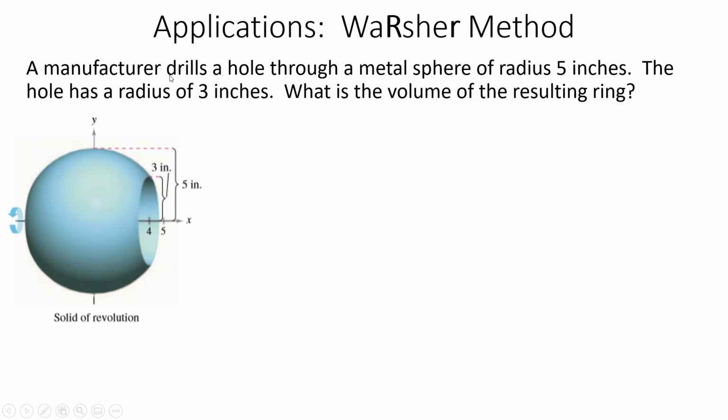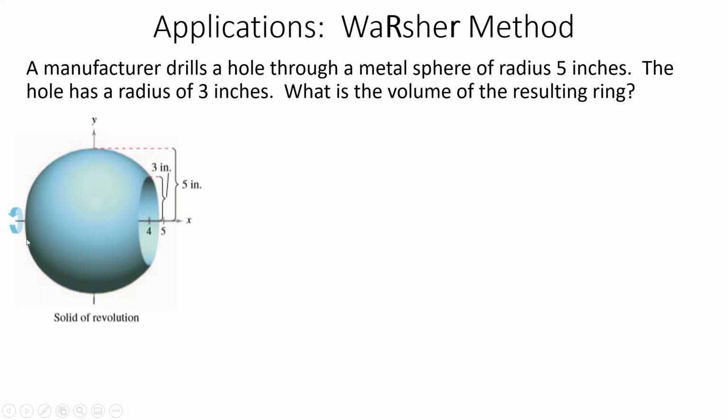Here's an application problem. A manufacturer drills a hole through a small metal sphere of radius 5 inches. The hole has a radius of 3 inches. What's the volume of the resulting ring? So we had a sphere here that was 5 inches in radius, and we took a drill and drilled straight through it.